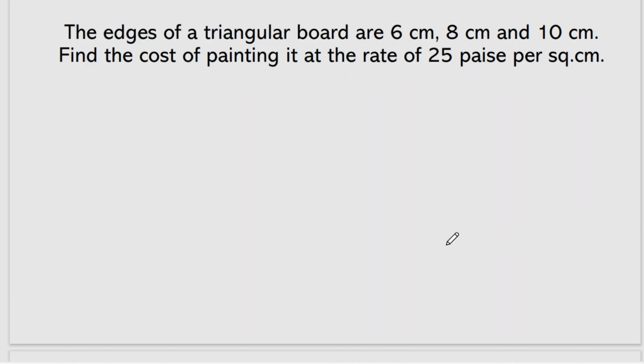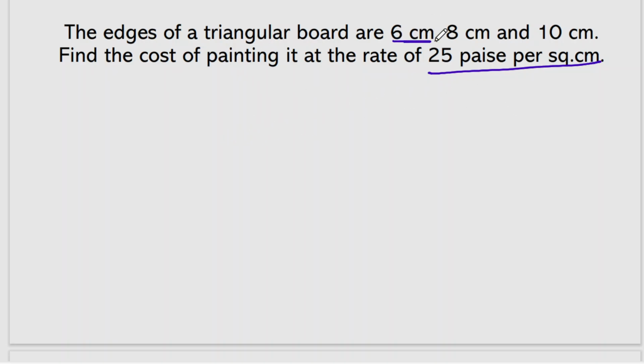The edges of a triangular board are 6 centimeter, 8 centimeter, and 10 centimeter. Find the cost of painting it at the rate of rupees 25 per square centimeter. Always remember, you have to find the area whenever there is a question of painting. Okay, and now how will you find the area?